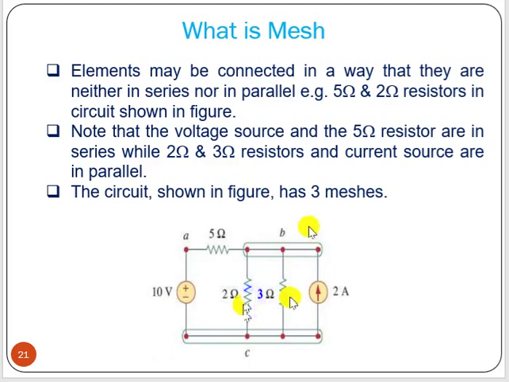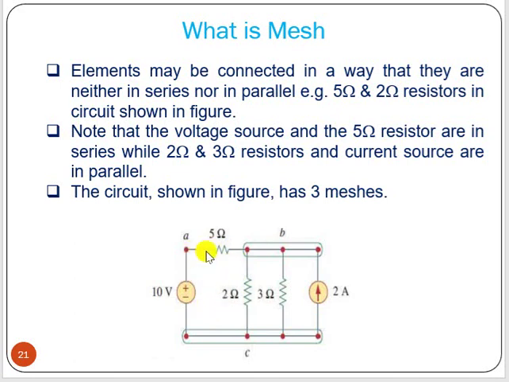Now look at the same circuit. Here we can see three meshes. How? This is one mesh: 10 volt, 5 ohm, 2 ohm resistor. Again, this is another loop or mesh, and this is another mesh. So it has a total of three meshes.